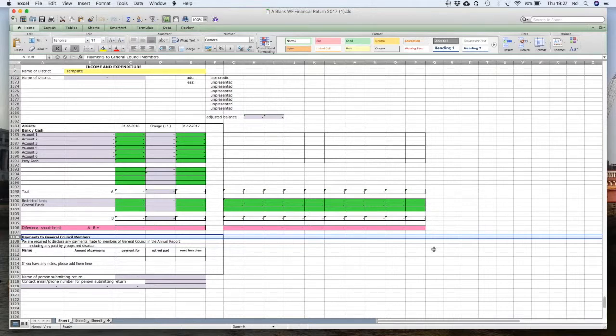I think there's only about one district a year that fills this bit in. Most expenses are paid out by the National Office, and they deal with it separately.